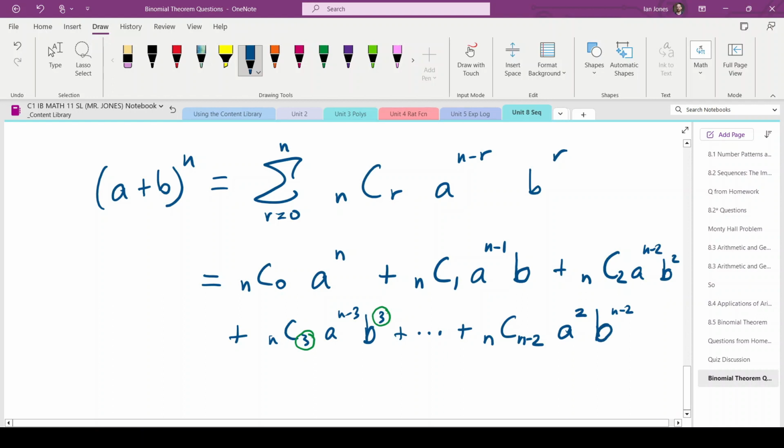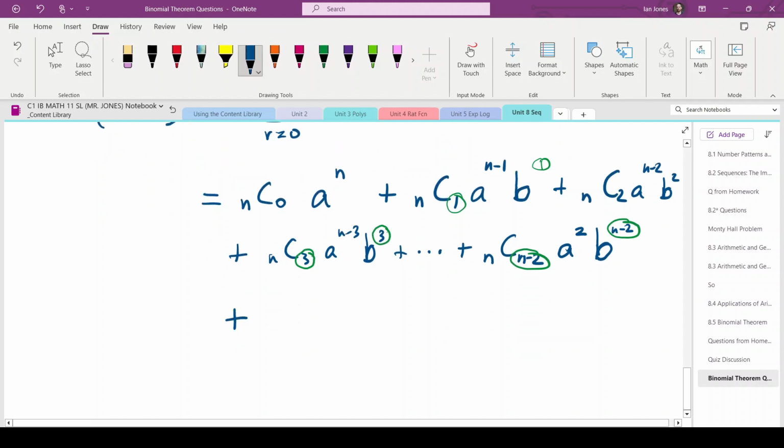Okay, so the exponent on b is matching that subscript there on the choose, because it's r all the way through. The exponent here is 1, 1. And so then after this term, I'm getting closer to the end. I'd have n choose n minus 1. I'm almost at the end of Pascal's triangle. a to the 1, b to the n minus 1.